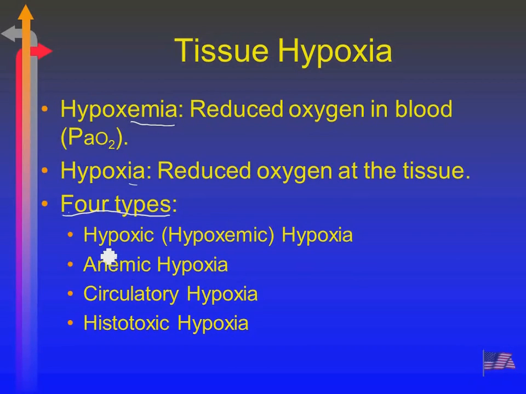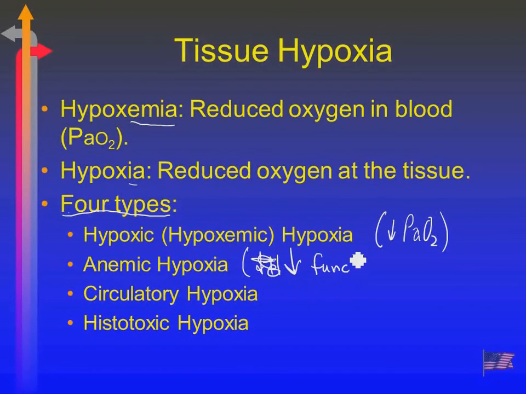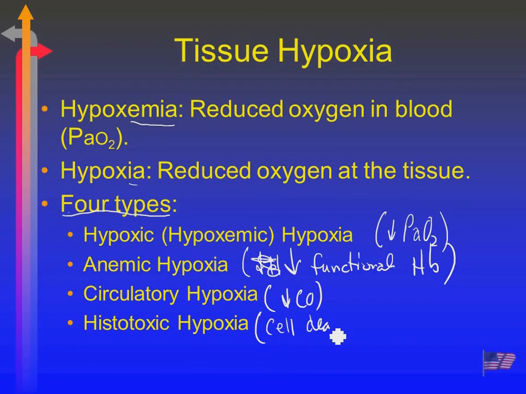We'll go through these individually. One is hypoxic or hypoxemic hypoxia, where the primary cause is a reduction in PaO2, leading to the tissues not having sufficient oxygen. Anemic hypoxia, which has to do with reduced hemoglobin, or rather reduced functional hemoglobin. Circulatory, reduced cardiac output. And histotoxic, cell death. I'll just call it that.